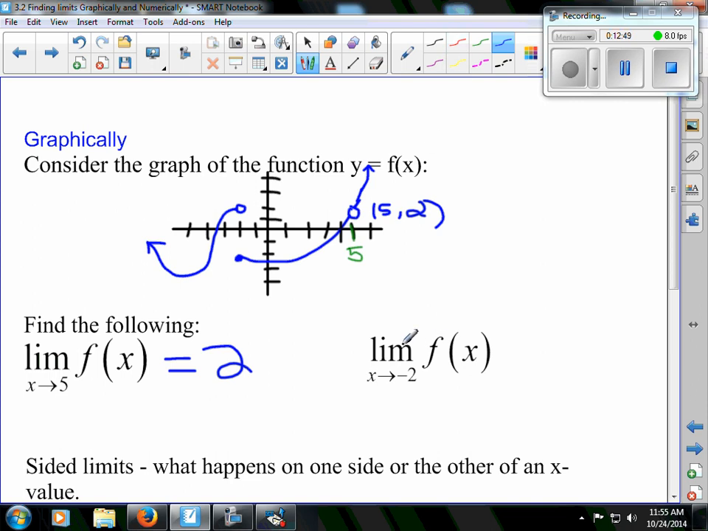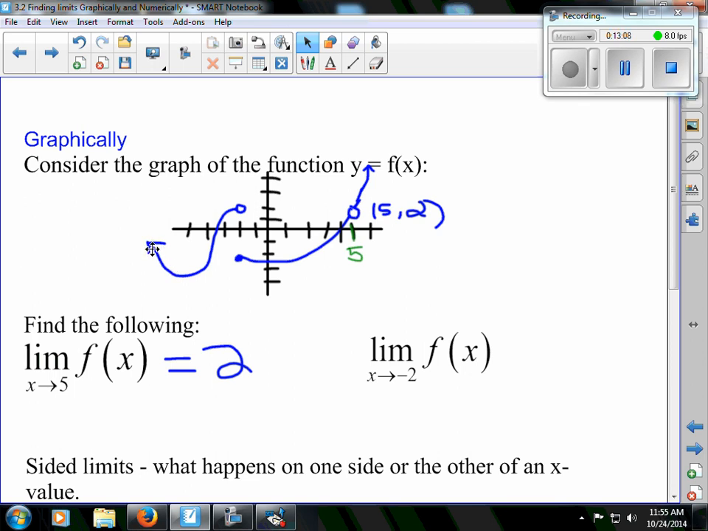On our next question here, we're doing the limit as x approaches negative 2. So at negative 2, yes, there's a hole again, but there's also a big old jump in this function. Okay, so let's picture this function as a road.